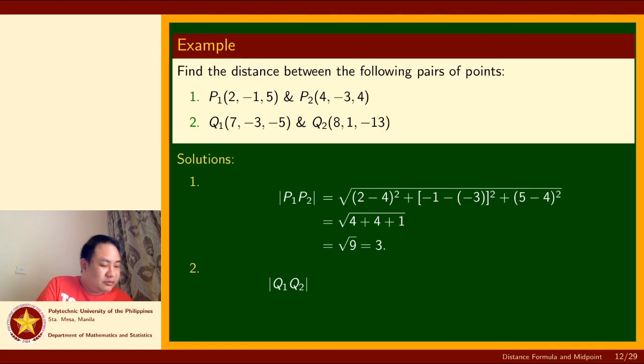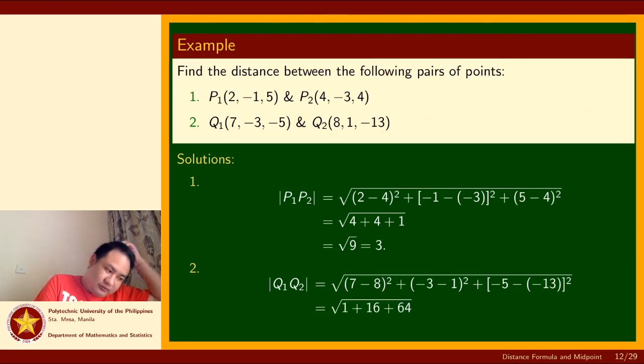For Q1 and Q2, we will be doing the same. Okay, 7 minus 8 squared is 1. Negative 3 minus 1 squared is 16. Negative 5 minus negative 13 squared, well, that's 8 squared, so 64. Adding all of this together, we get the square root of 81, which is 9.